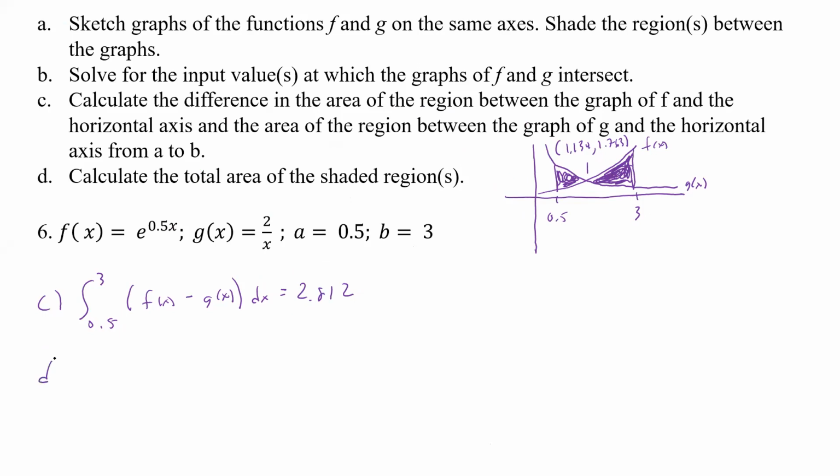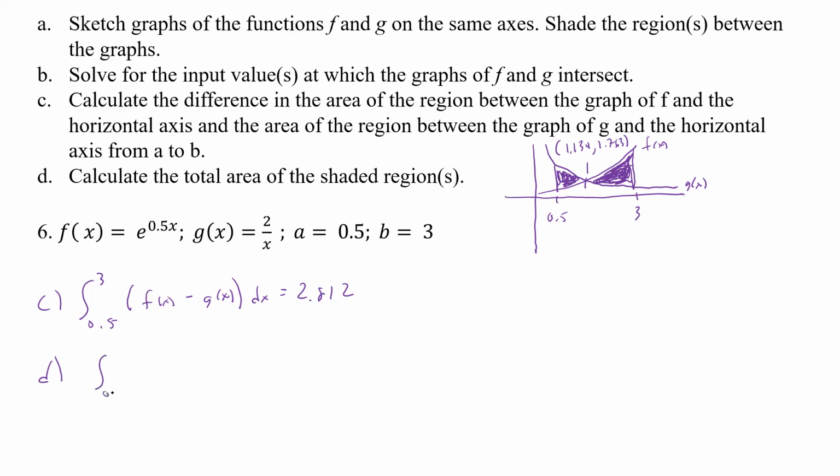All right, so now let's do D. Well, D says calculate the total area of the shaded region. So we need to find basically the area here and then add the area here. So we're going to have to use that intersection point. We're going to go from 0.5 to 1.134 and do the g of x minus f of x. And then we're going to add to that our f of x minus our g of x from 1.134 up to 3. So let's write all that down.